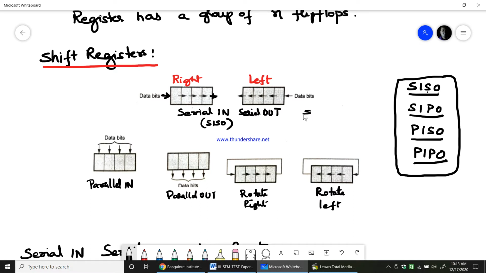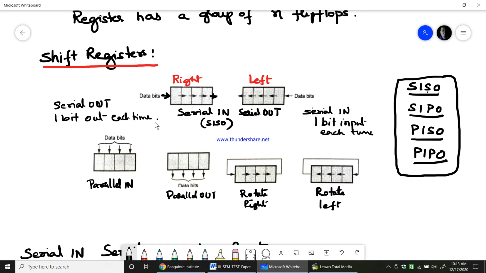So when I say serial in, it means it is 1 bit input that we are going to give each time, where serial out means 1 bit out each time. That is what serial in, serial out is.